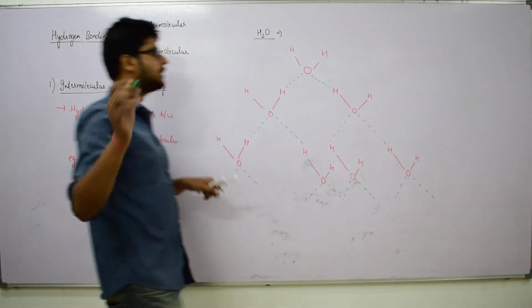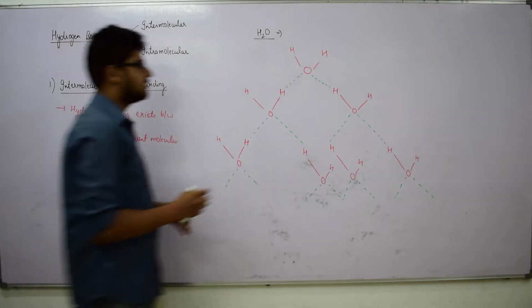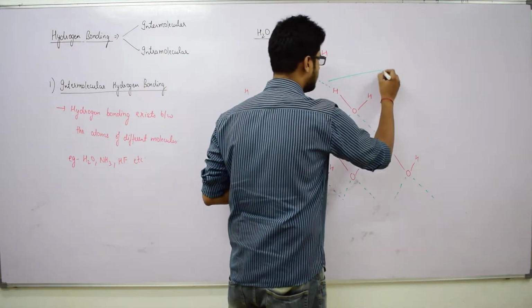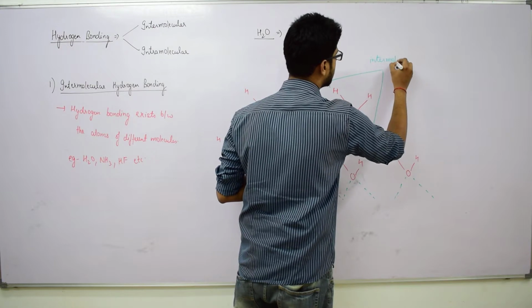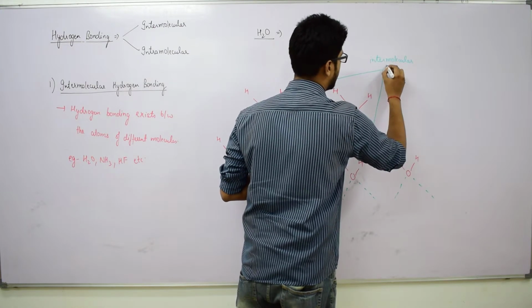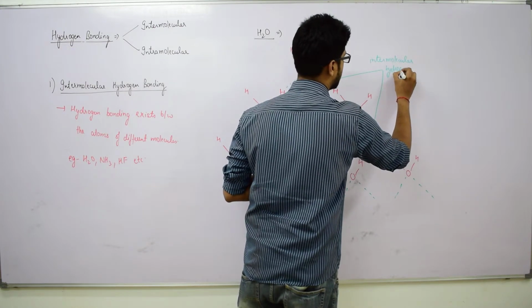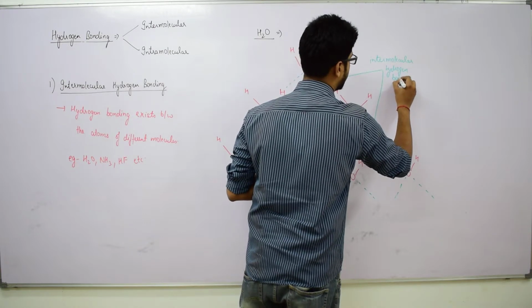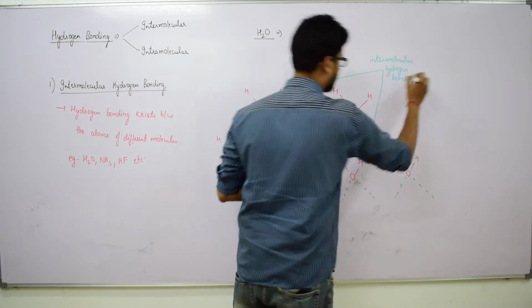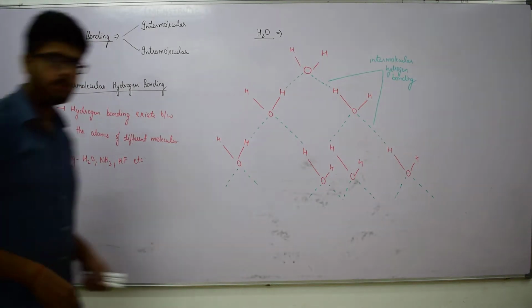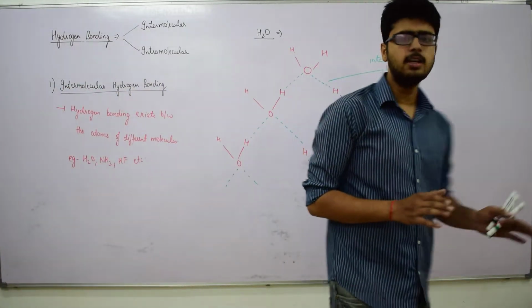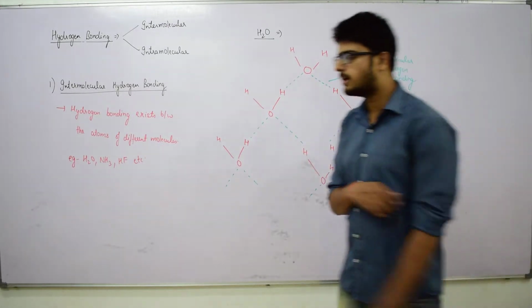So this process will continue, and these dotted lines represent intermolecular hydrogen bonding. So again, let us discuss what is intermolecular hydrogen bonding.